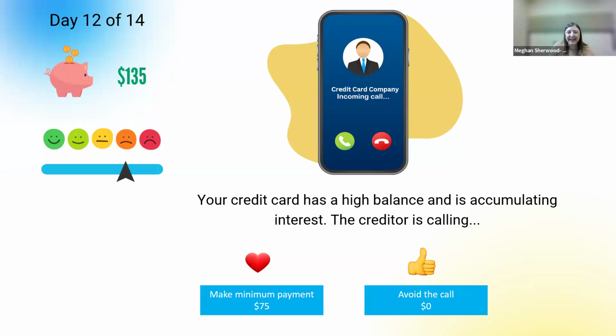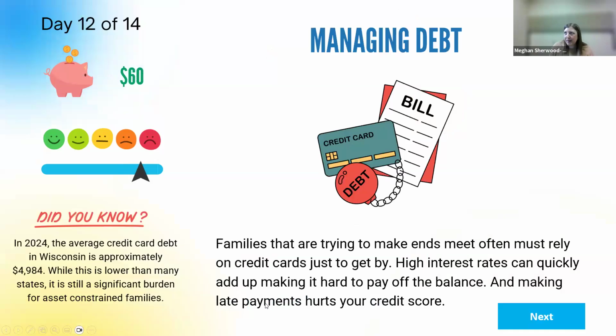So looks like hearts for making the minimum payment and thumbs up for avoiding the call. Looks like most people are saying to make the minimum payment, which we see a lot when we do the simulation. I think knowing the repercussions down the line, potentially going to collections, and what that can bring for your credit score, is really, really important. So we'll make the minimum payment. We're on day 12 of 14.